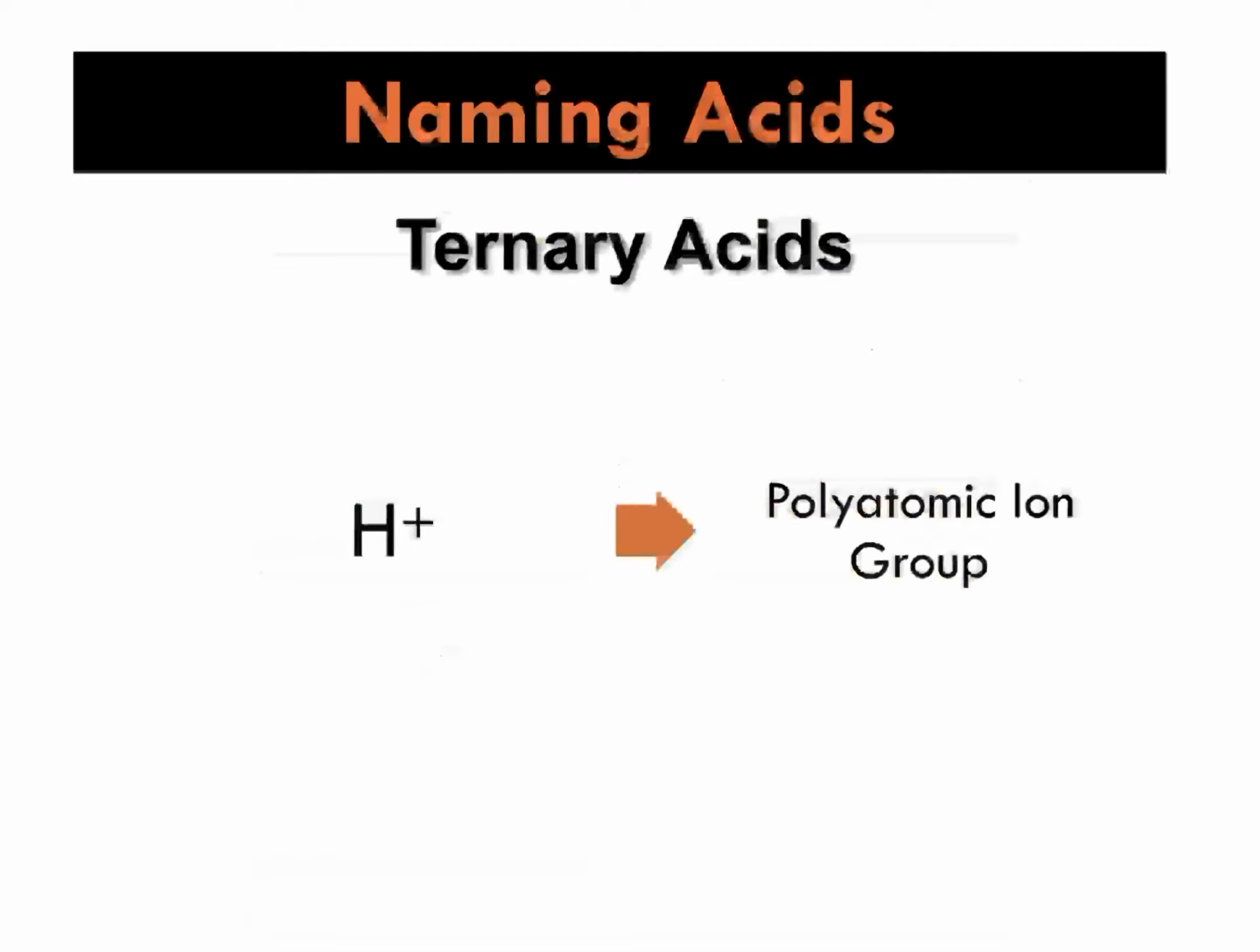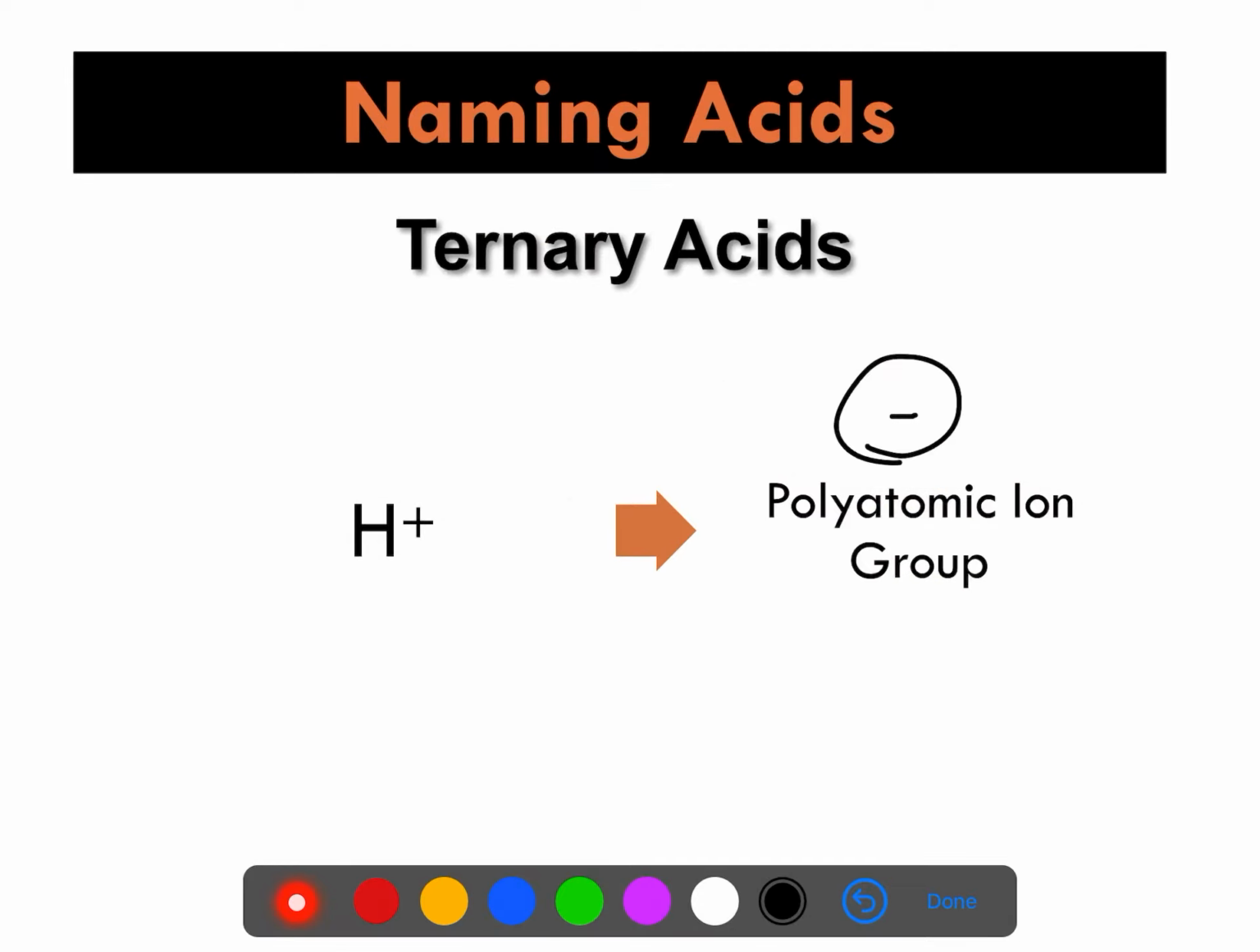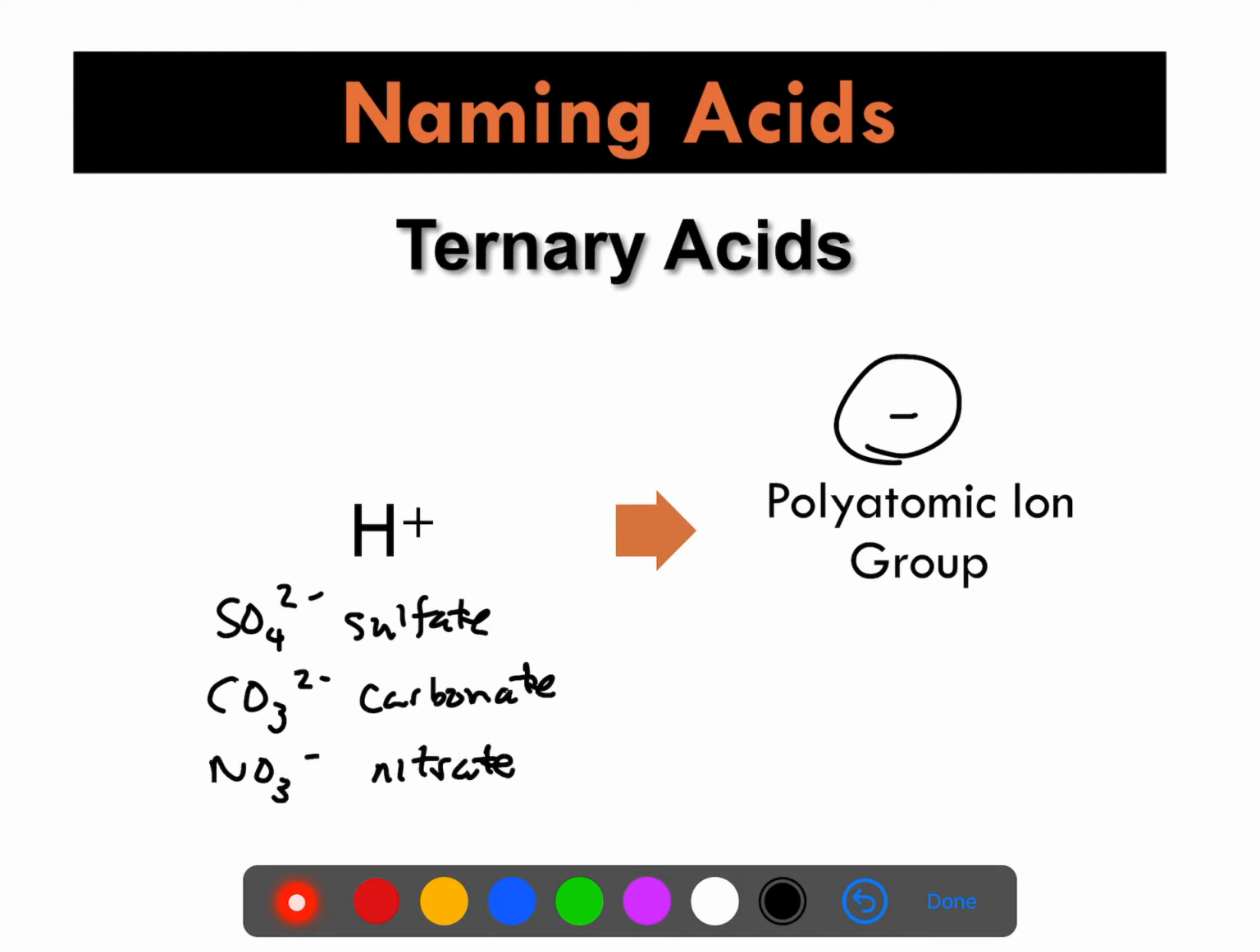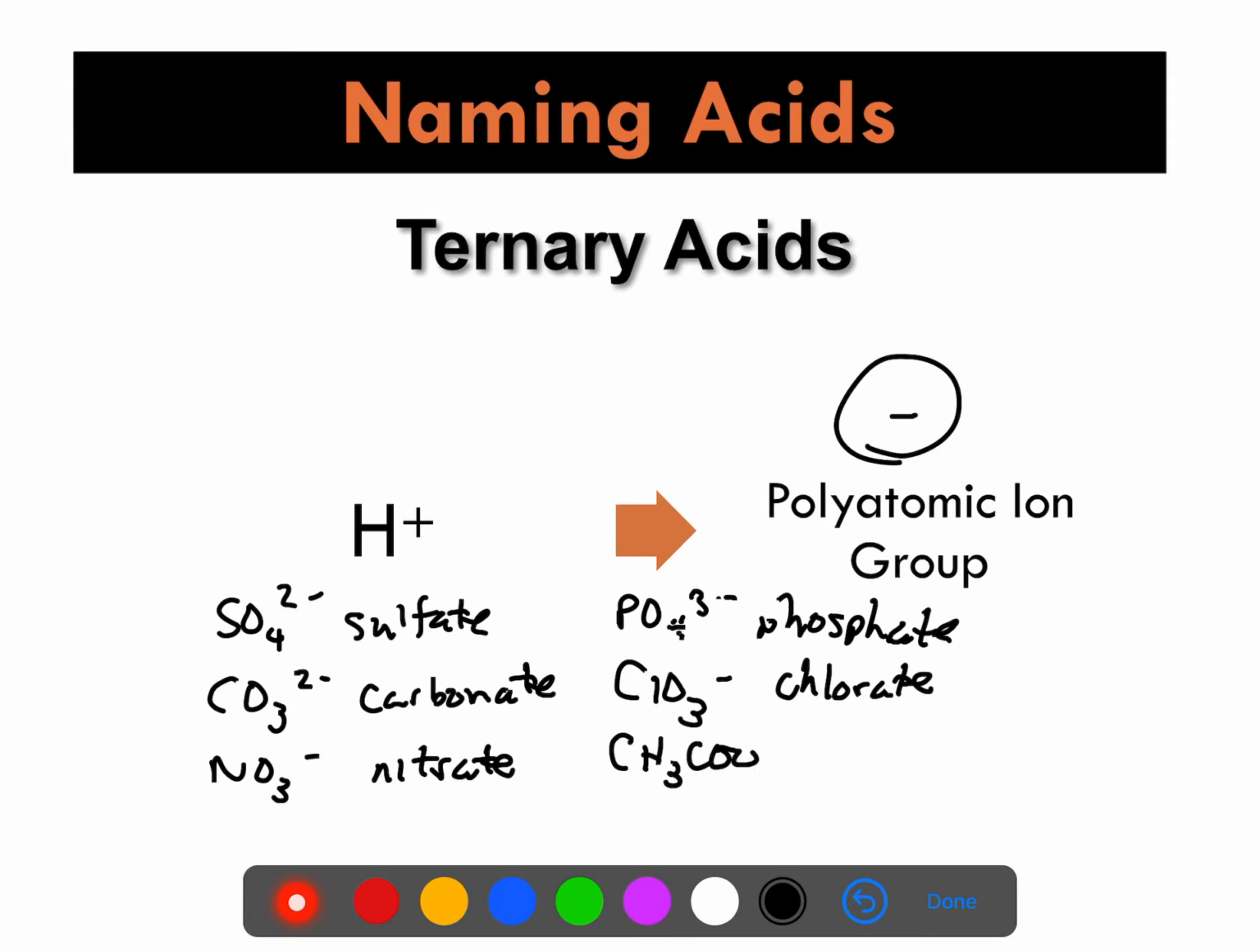Now, ternary acids, the hydrogen provides the positive, but the negatively charged particle comes from a polyatomic group. So we got to go back to those groups that I asked you to memorize, like SO4 2- is sulfate, CO3 2- is carbonate, and NO3 negative nitrate. Let's do phosphate. Chlorate. And then we had acetate.